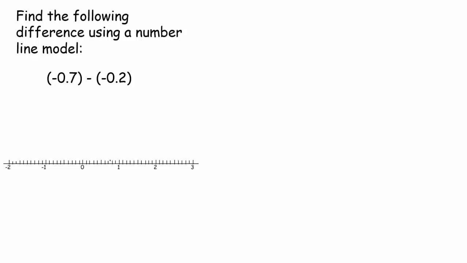Find the following difference using a number line model. Negative 7/10 minus a negative 2/10. You remember, on a number line, when you subtract a negative, we're going to have to move to the right. When we subtracted a positive, we had to move left. So when we subtract a negative, you need to do the opposite of that. You need to move right.